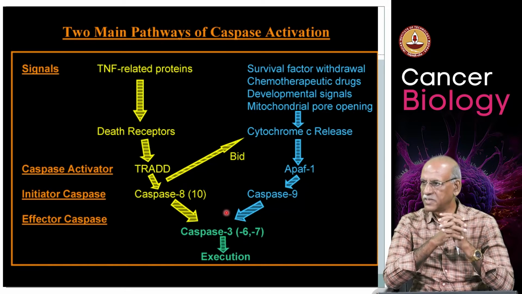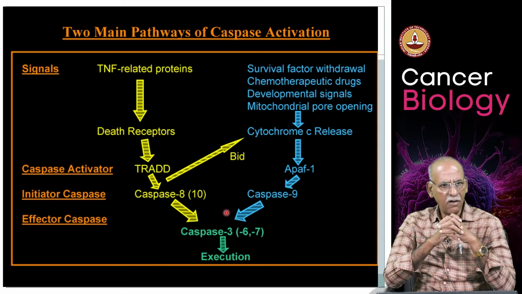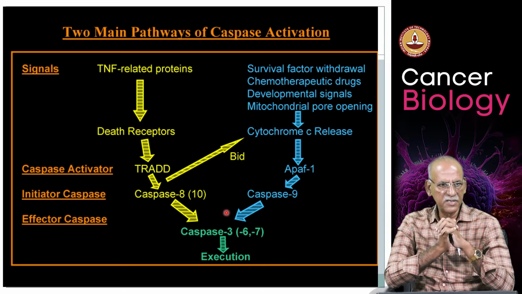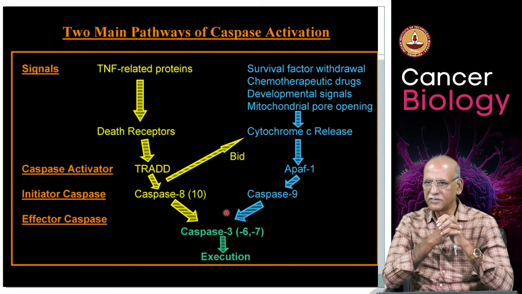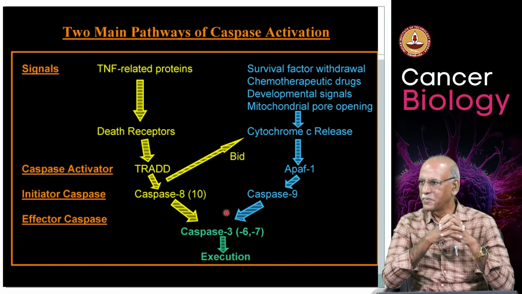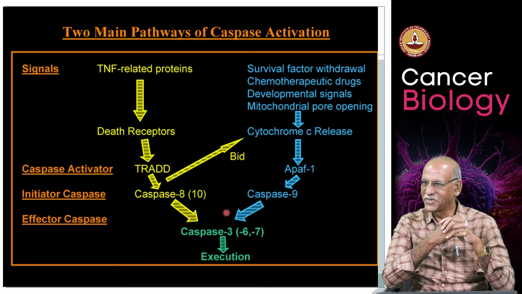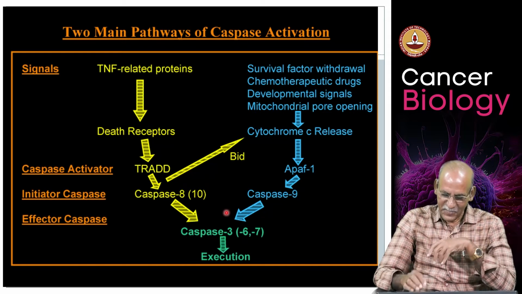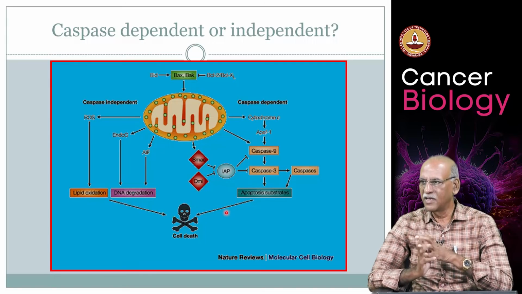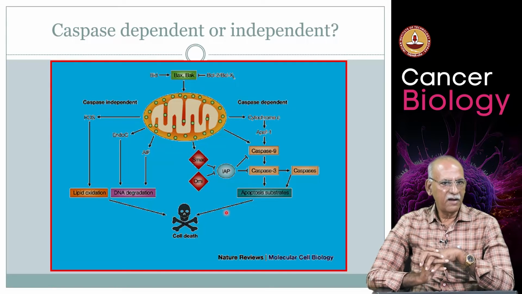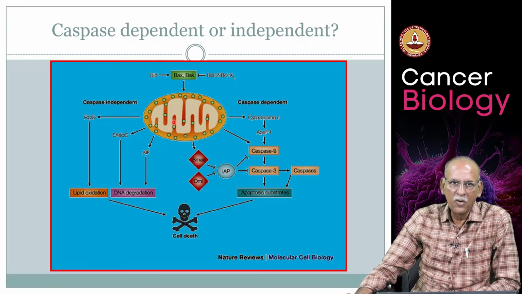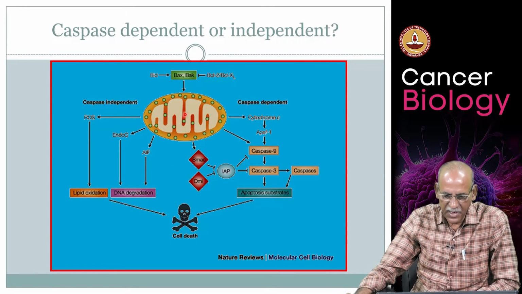Then the question comes, some researchers have thought, is it that you always require caspases? Will apoptosis happen only in the presence of caspases? Is there anything called caspase independent apoptosis? People have done research on that. What do you think will be the answer? Yes or no? Yes. So the question is whether apoptosis is always caspase dependent or independent. There are a number of molecules, you remember, that are leaking out of the mitochondria during apoptosis. There are many of them.